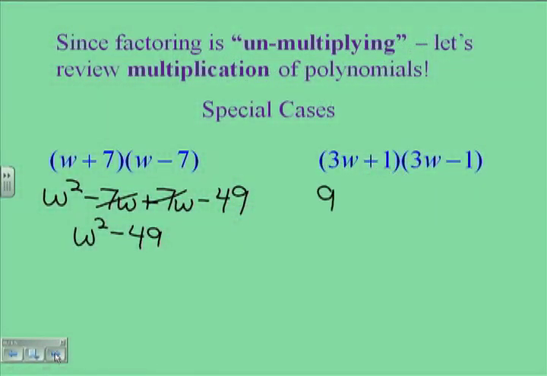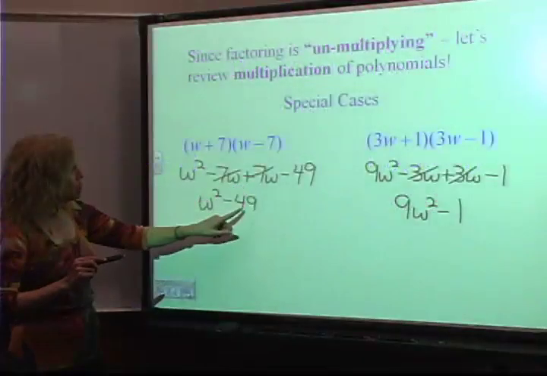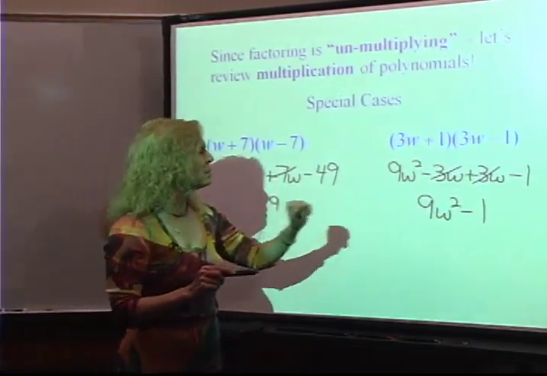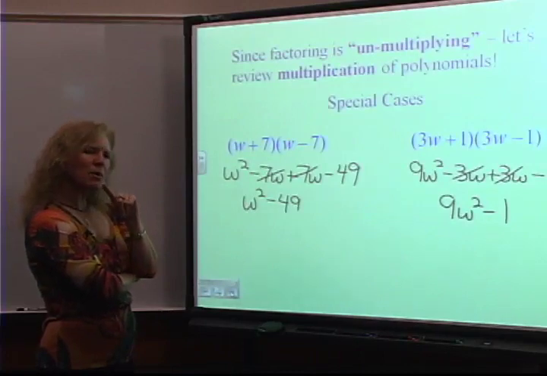Well, do you think the same thing's going to happen here? I get 9w squared, outers of minus 3w, inners of plus 3w, and last times last of minus 1. And looky here, again, my outers and inners are identical except opposite sign, and they drop out, and I get 9w squared minus 1. Okay? And it's pretty interesting. Notice 49 and 9w squared and 1w squared. They're all perfect squares, aren't they?